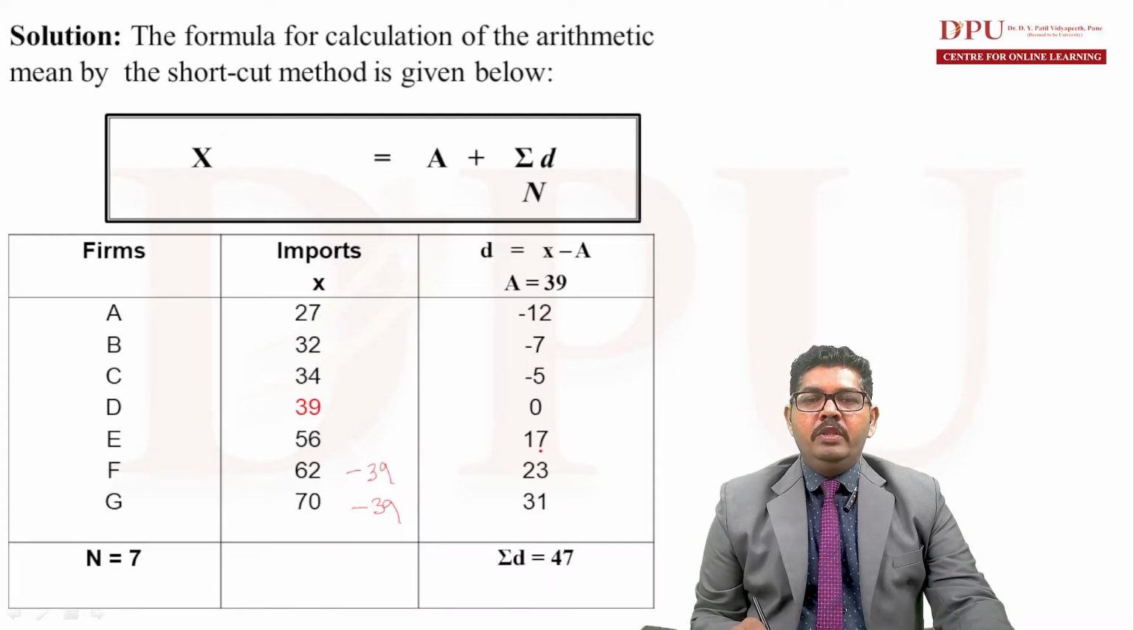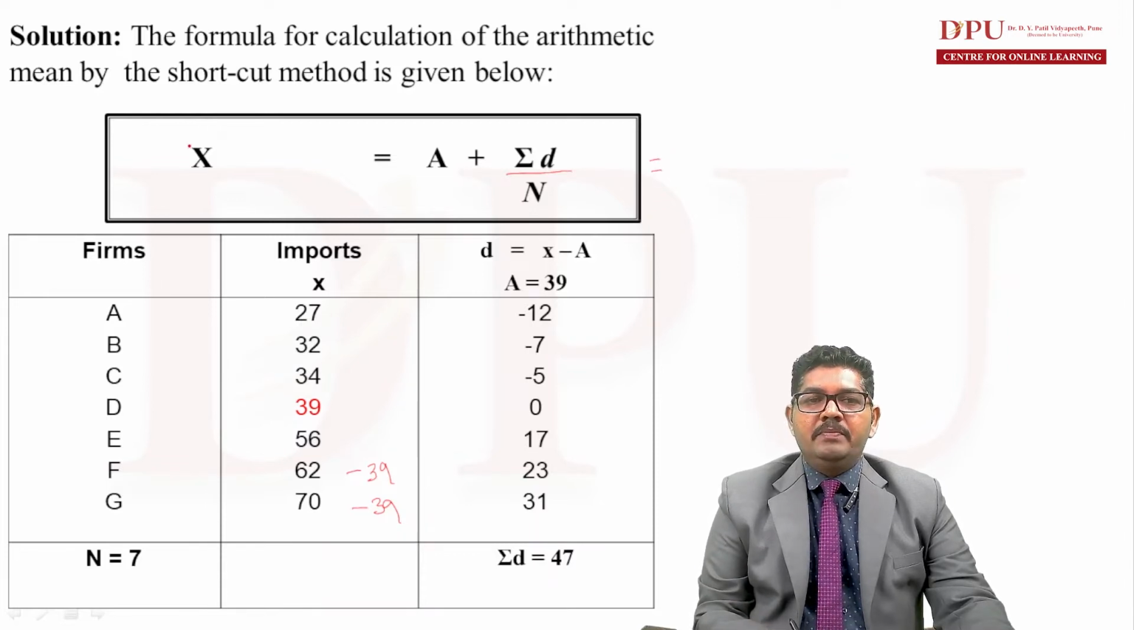So what do we do with this deviation? Look at the formula again. So this is the denominator. So summation of d, that is addition of deviations. So minus 12 minus 7 minus 5, 0 plus 17 plus 23 plus 31 gives us 47. So 47 is the addition of all the deviations. Now let us put all these values in this particular formula.